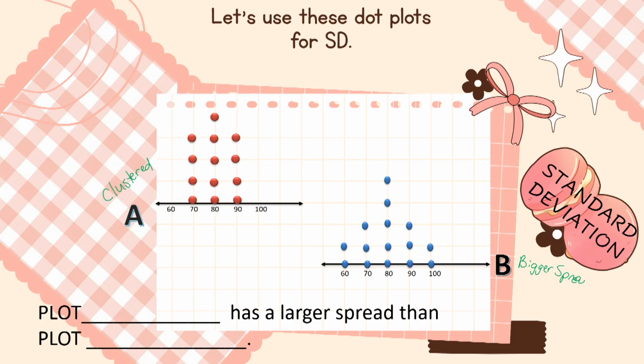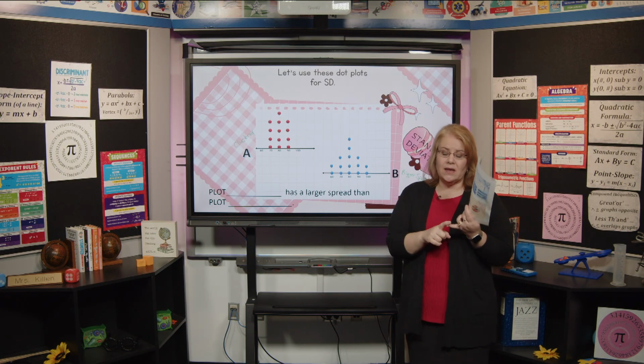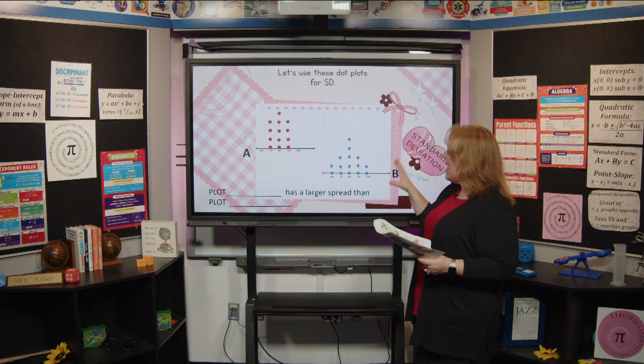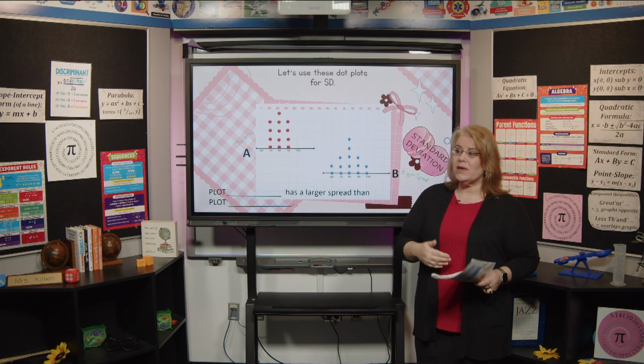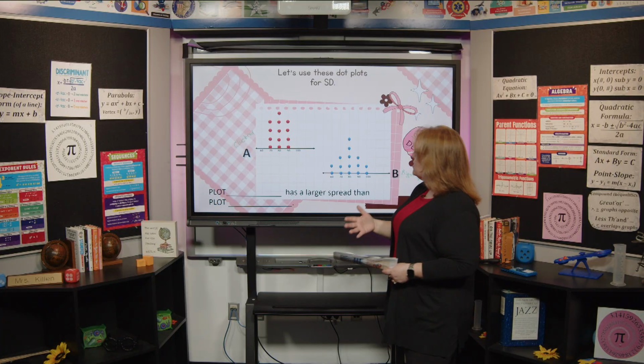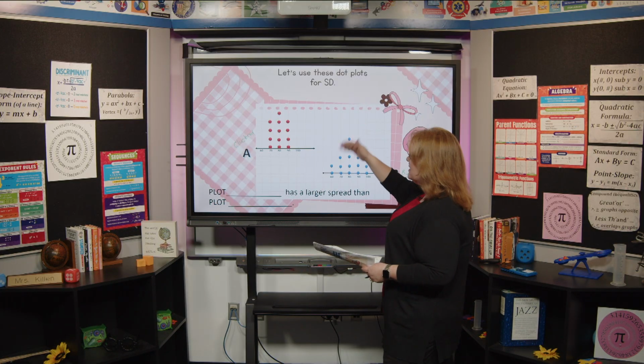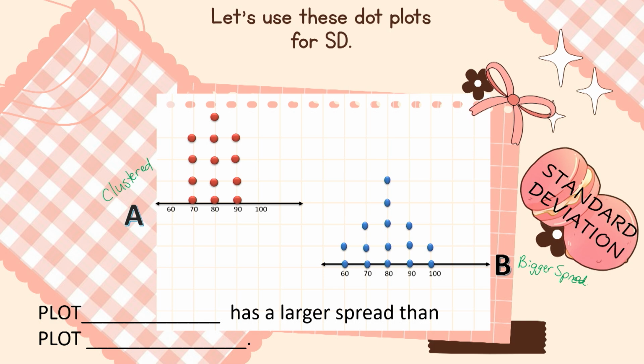spread. Now remember, when we are comparing data, you always want to make sure that you're analyzing graphs, analyzing tables, looking at these different things, because you can find a lot of information just by analyzing the pictures or graphs or your tables. So I noticed that in A I have 70, 80, and 90. I have in B 60 to 100. So if I answered this question about standard deviation, plot blank has a larger spread. Which one did we say had a larger spread? Obviously, B has a larger spread than A.